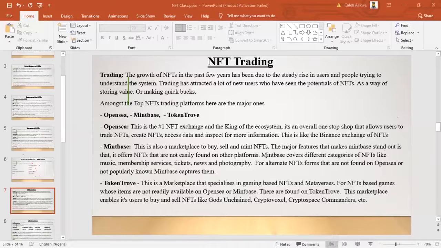Then Token Trove is a marketplace that specializes in gaming-based NFTs and metaverses. For NFT-based games whose items are not readily available on OpenSea or Mintbase, they are found on Token Trove. So on Token Trove, you find Gods Unchained NFT, CryptoVoxels, and Crypto Space Commander.